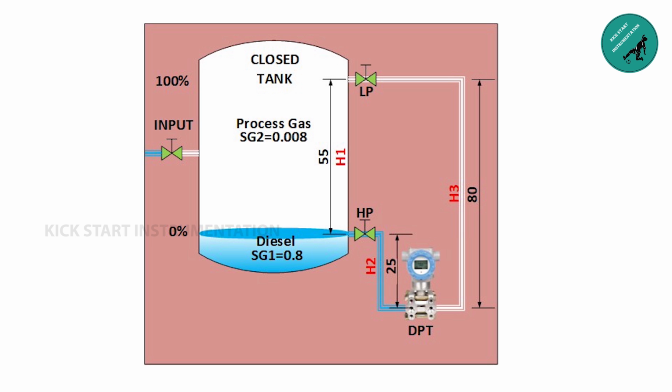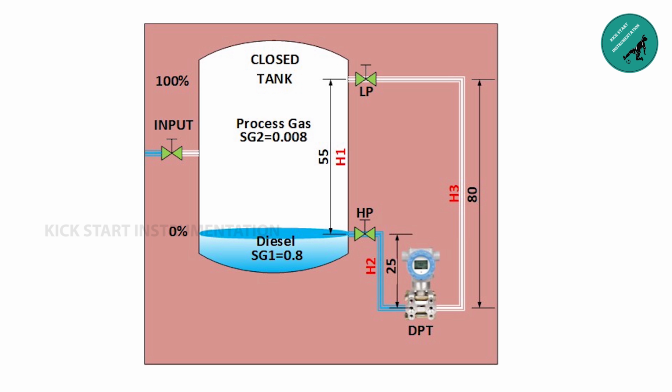So, both pressure of diesel as well as pressure of process gas will act on high pressure side of differential pressure transmitter through high pressure valve and stainless steel tube. Only pressure of process gas will act on low pressure side of differential pressure transmitter through low pressure valve and stainless steel tube. Height 1 and height 3 is filled with process gas.